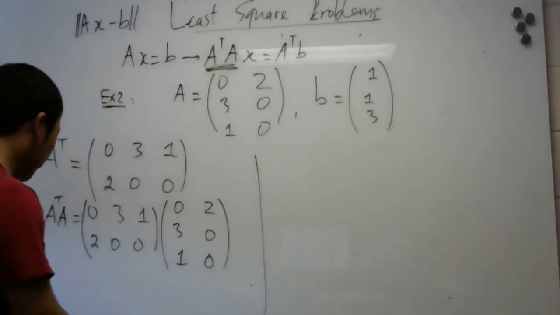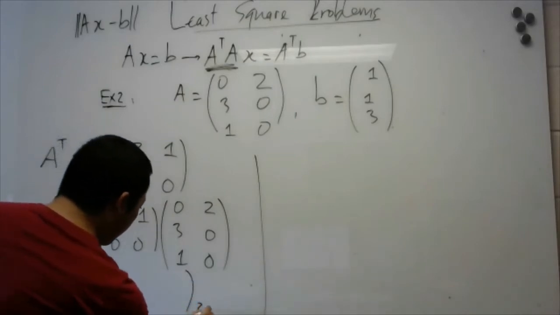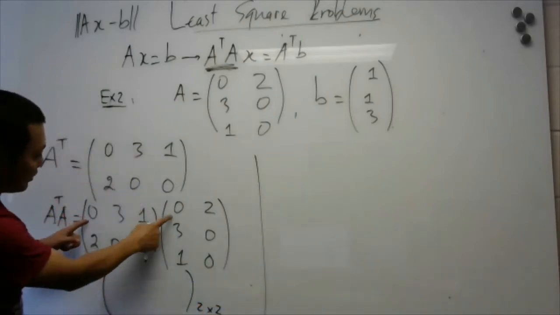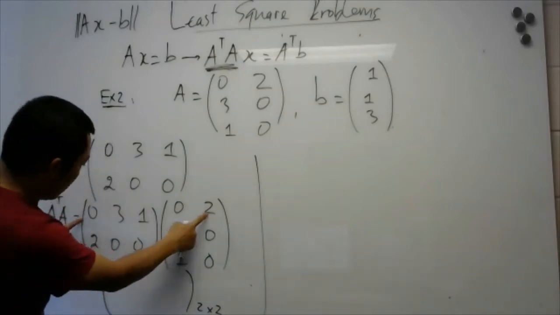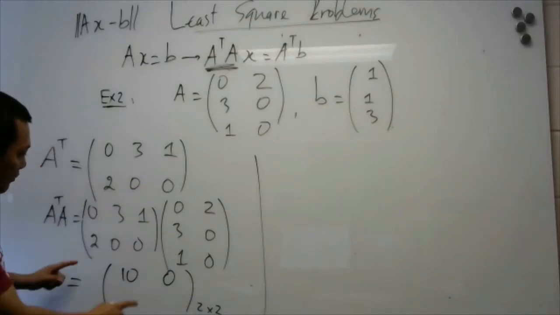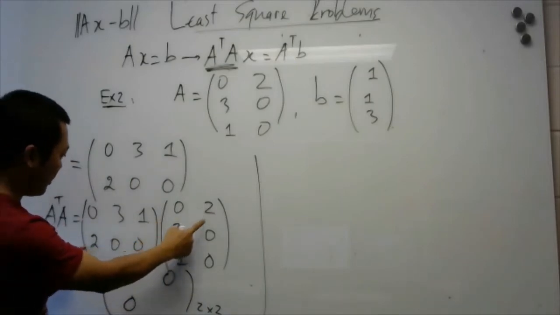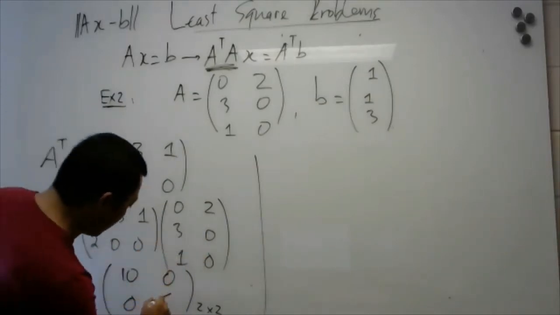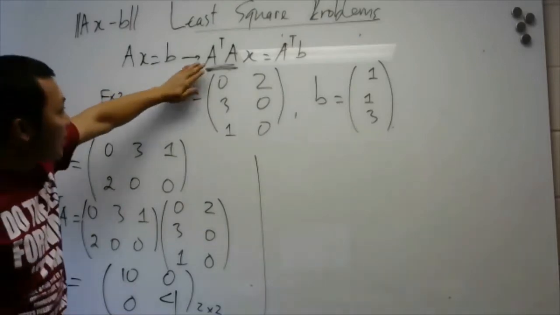Okay, so let's find this product. It should be 2 by 2. So 0 times 0, 9 plus 1 is 10. Then 0, 0, 0. Wow, looks good. 0, 0, 0 in here. And then 2 with 2 is 4. So that is A^T A. That's what is on the left hand side.